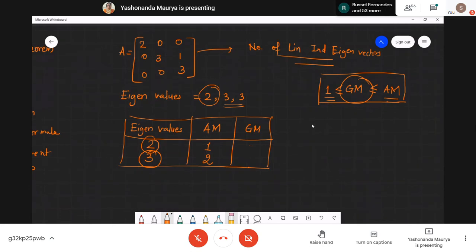Now see here, when I take this number 2, eigenvalue 2, what are the possible choices for this GM?